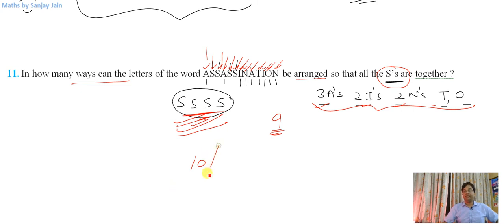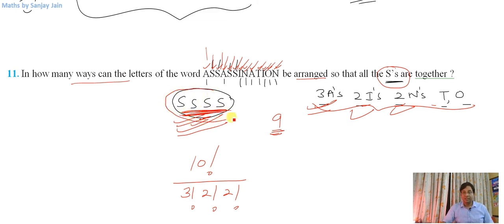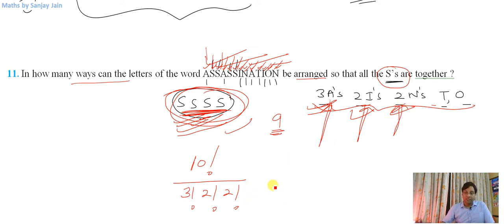So I can arrange them in 10 factorial ways, divided by 3 A's are alike, so I'll divide it by 3 factorial. 2 I's are alike, so I'll divide it by 2 factorial. For 2 N's, I'll divide it by 2 factorial. If somebody says I have to divide it by 4 factorial, no, because I'm considering this as one unit, right? So that is why the total units are 10. Otherwise, I had got 13 letters here. So there are total 10 units which can be arranged in 10 factorial by 3 factorial into 2 factorial into 2 factorial. 3 factorial because of the 3 A's, 2 factorial because of the I's, and 2 factorial because of the N's, right? So these many arrangements will be there where all S are together.